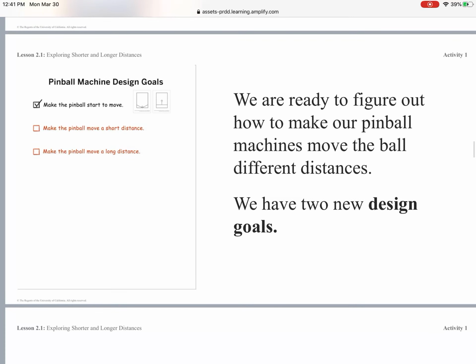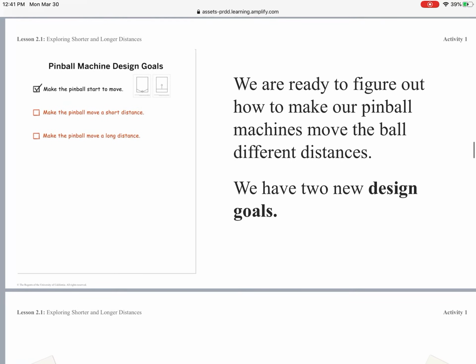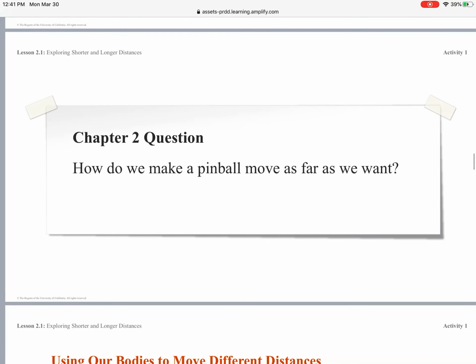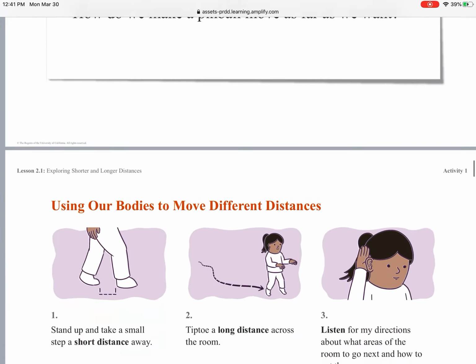We already figured out how to make our pinball machine move the ball different distances. We have two new design goals. Your first design goal is to make the pinball start to move. We already did that. Your new one is to make the pinball move a short distance and make the pinball move a long distance. How do we make the pinball move as far as we want?